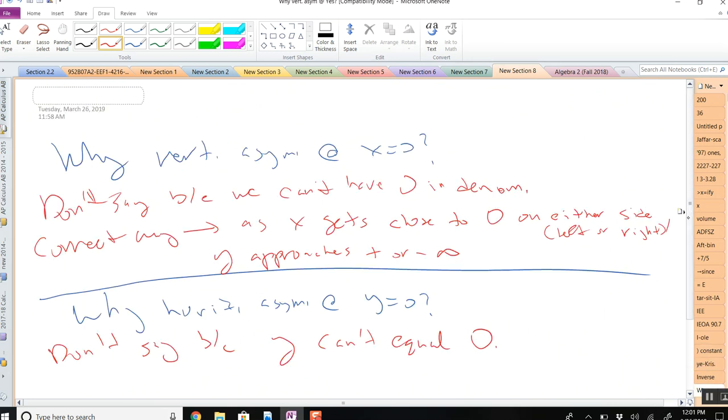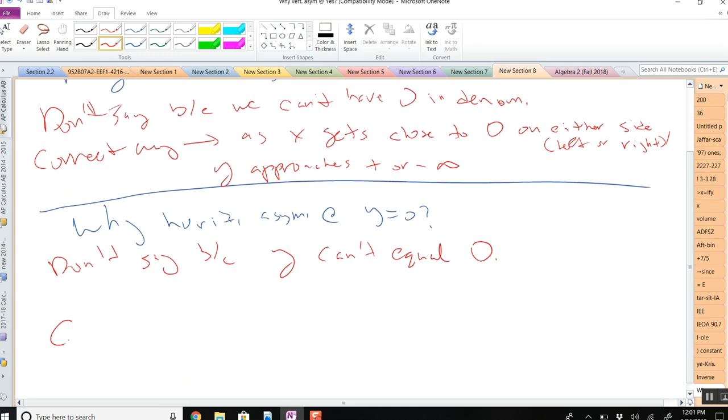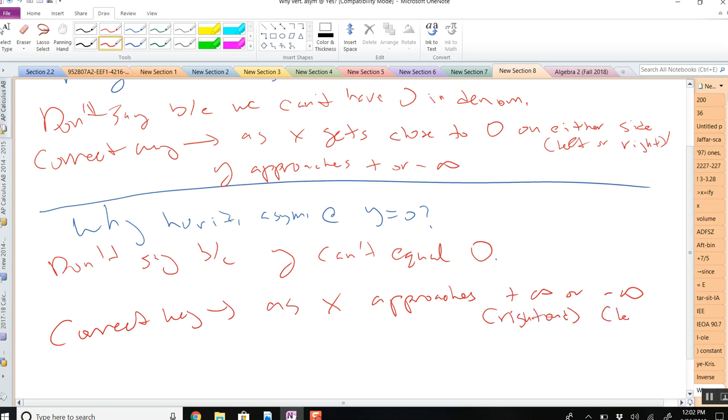The real reason why, this is the correct way, as x approaches positive infinity or negative infinity, so basically that's going to be the right end if you're going towards positive infinity for x. Negative infinity would be the left end, right?